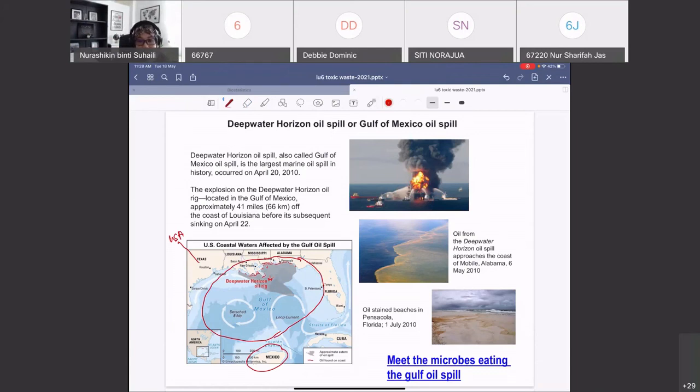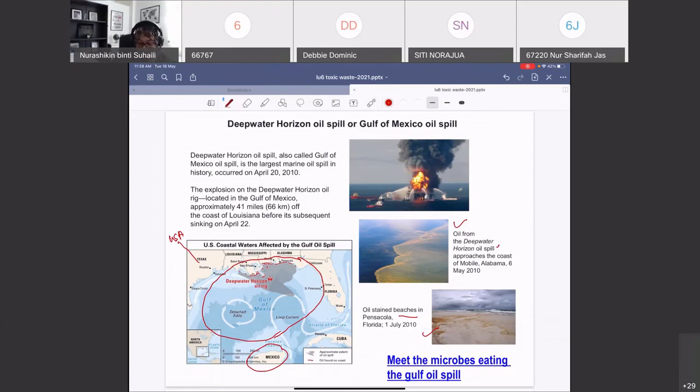So what happened is that the oil was spilled into the sea. You can imagine that a large amount of oil was spilled, and the effect is very massive. You see the picture over here. This is what the oil spill looks like on the sea. And it doesn't just affect the sea, but also the beach. You can see the beach over here. So the effect is very massive.